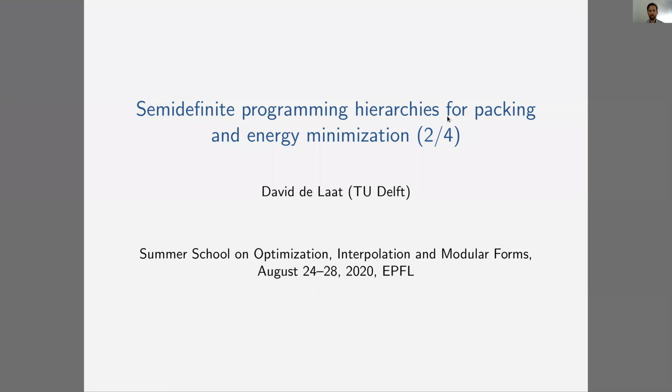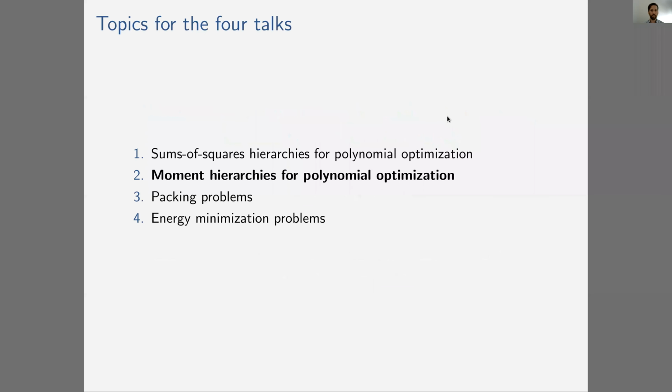So yeah, I want to continue with the second part of these 4 lectures. Yesterday we constructed a sum of squares hierarchy for polynomial optimization. And today I want to do the dual of that. I want to show how we can construct a moment hierarchy for polynomial optimization.